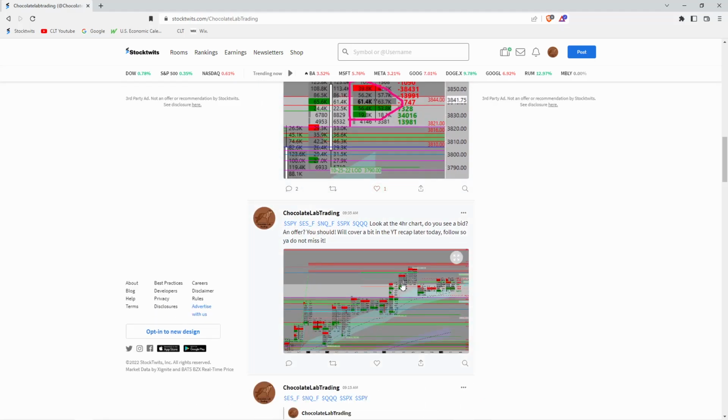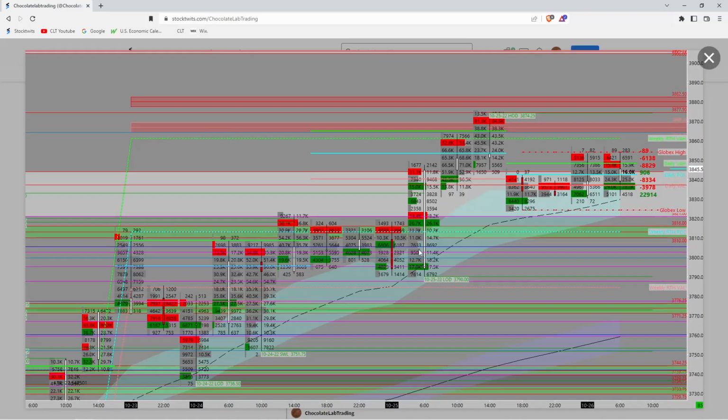So look at the 4-hour chart. Do you see a bid, an offer? You should. We'll cover in recap. So as I just said, of course, we've been trending upwards since Friday. And what do we see? Do we see bids? Do we see offers? If you don't know what you're looking at with these footprint charts, pinned to the home of the YouTube channel, I have a quick video on how I have these configured and how to interpret what you're looking at.